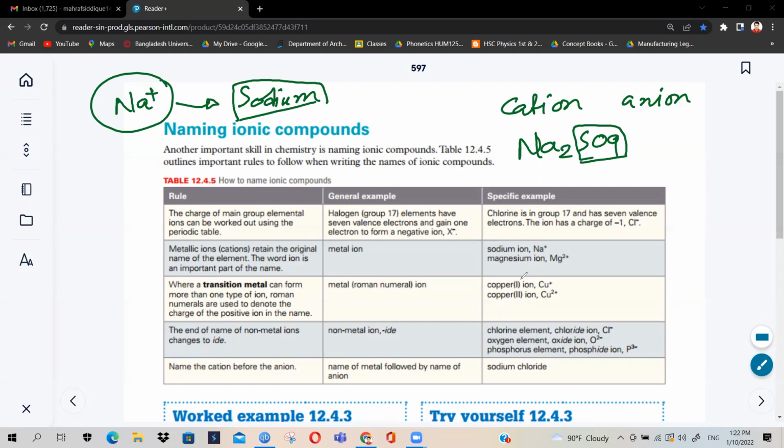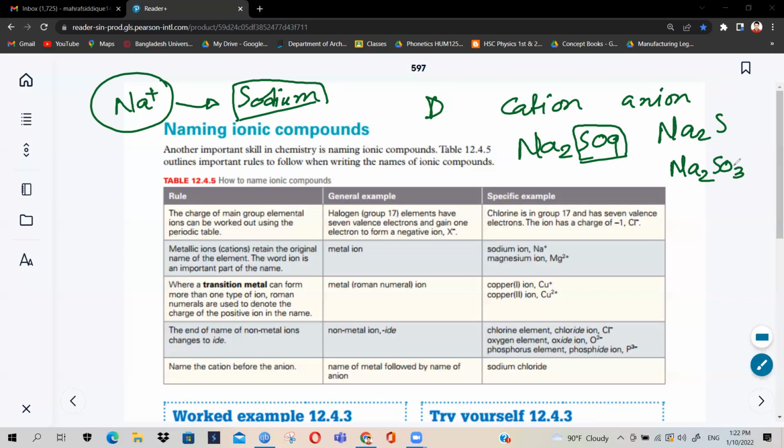In that way, we also learned the copper 1 ion and the copper 2 ion. What are the ions? That's the most important thing. Say for instance, if I had given you Na2S, what would the name have been? Sodium sulfide, with a D, right? Yes. And in the case of Na2SO3, it will be sodium sulfite. So that is how the names change.